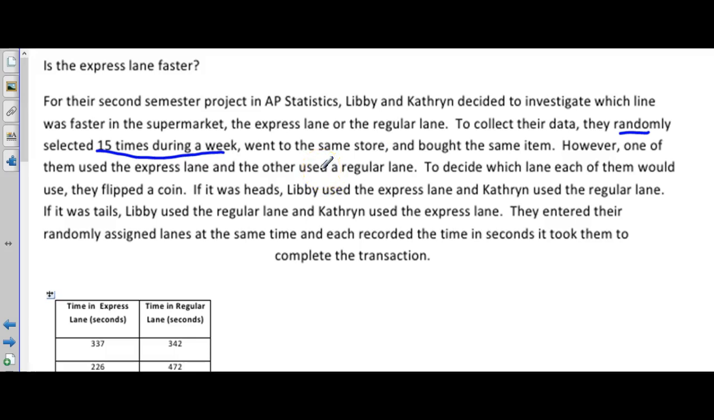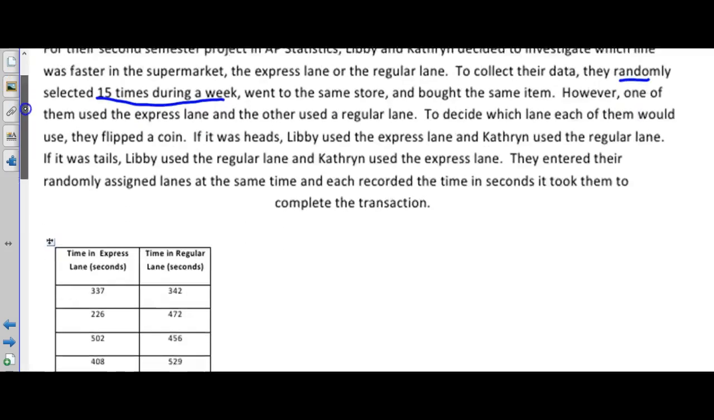To decide which lane each of them would use, they flipped a coin, because who knows, maybe Libby's more chatty than Catherine, and that would slow things down. So they've randomly decided who is going to go to which lane. And so they entered their randomly assigned lanes, and they recorded the time it took them to complete the transaction. So is the express lane really faster? And so here we have some data. And at this moment, I'd invite you to pause and enter your data in your calculator, in list 1 for the express times and list 2 for the regular times.